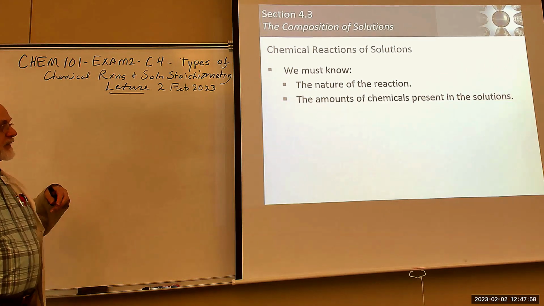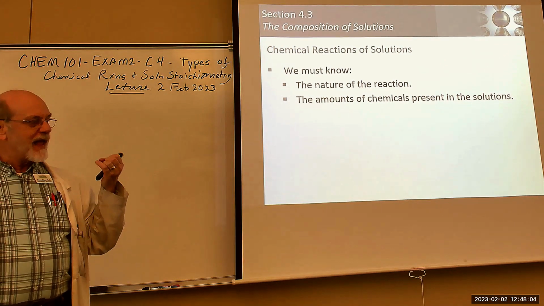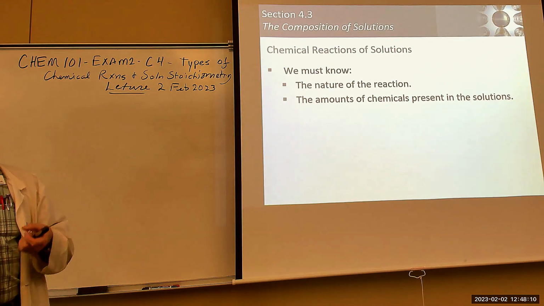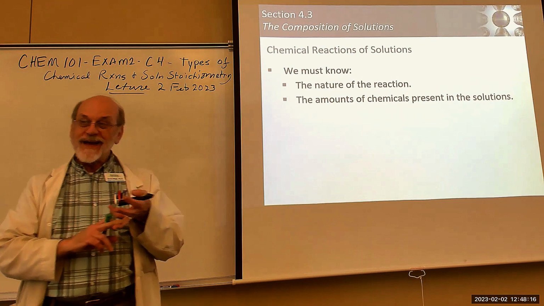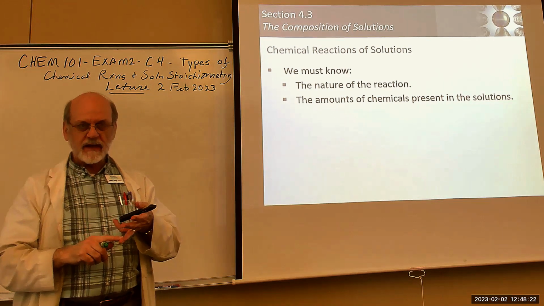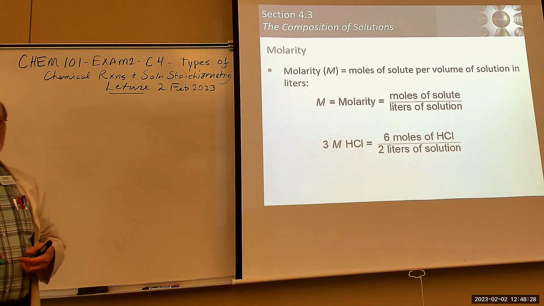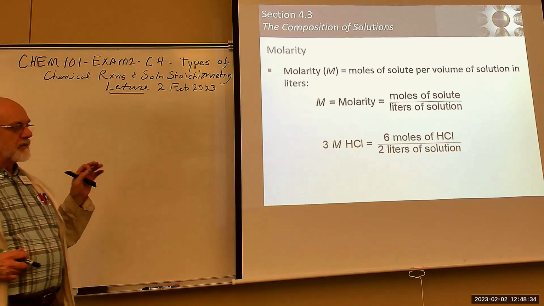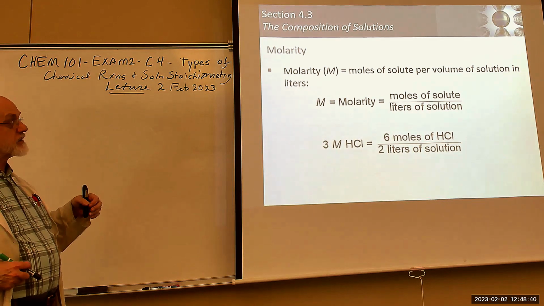So in order to describe the reaction fully, we need to know what kind of reaction it is and how much of each of the reactants are present, because that will dictate a number of things, whether the reaction will even occur or how fast it will occur. And we'll cover that in the second semester, chemical kinetics. But we also need a way to express that concentration. And one of the most commonly used units for expressing concentration is molarity.